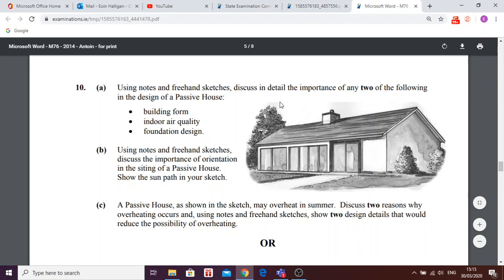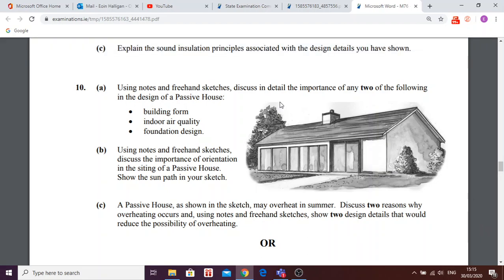Okay, we move down there to C. Passive house, as shown in the sketch, may overheat in the summer.